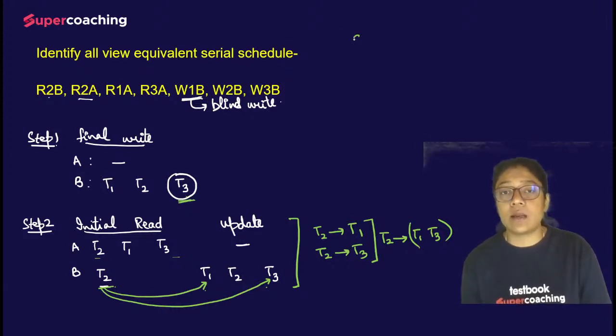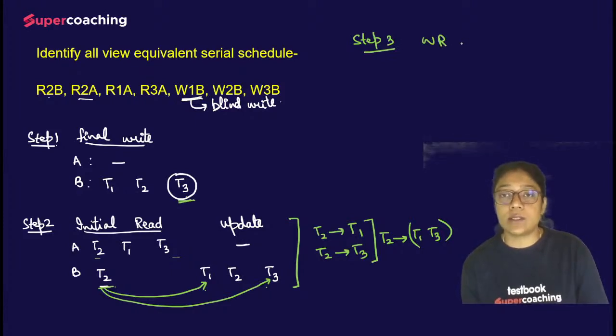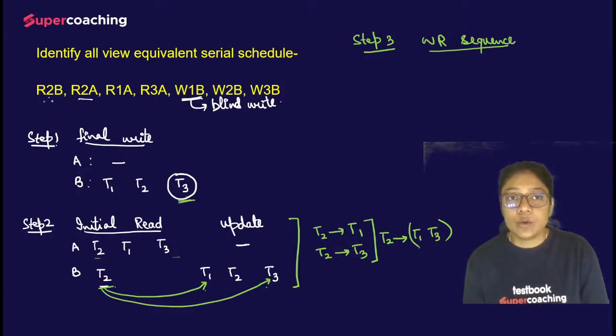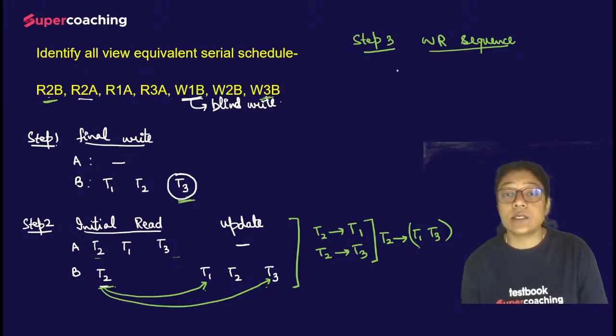Step 3 is the WR sequences. Make sure it's not RW, this is WR sequences. Now we are looking for WR sequences. Is there any WR sequence possible in the given schedule? RW is there, but WR sequence is not there. No WR sequence is present, so we are not getting any sequence out of it.